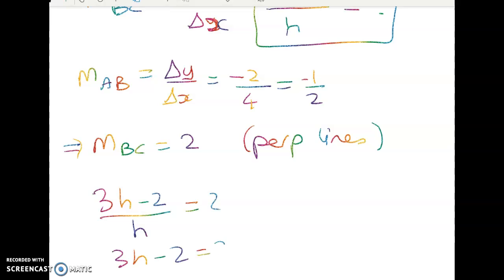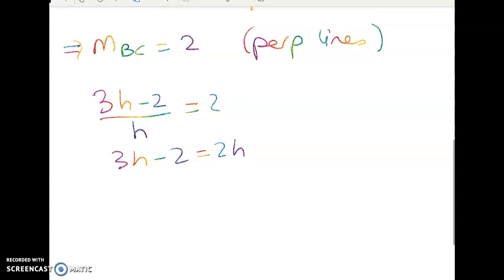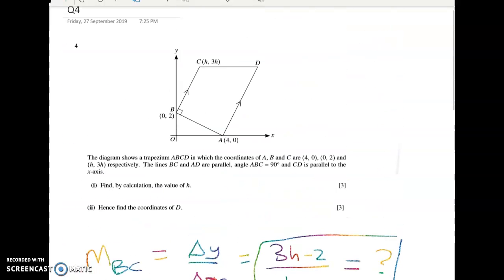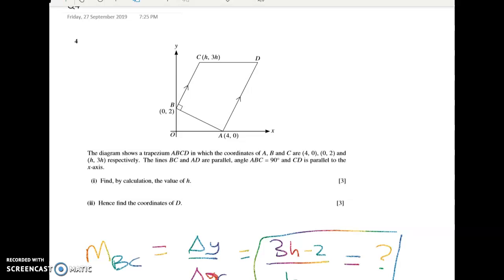3h minus 2 is 2h, giving us h is equal to 2. So that's pretty useful because now we can figure out the rest of the problem. I think that was the first part of the question. That's the first 3 marks. So point C is equal to h, which is 2, and 3h, which is 6.